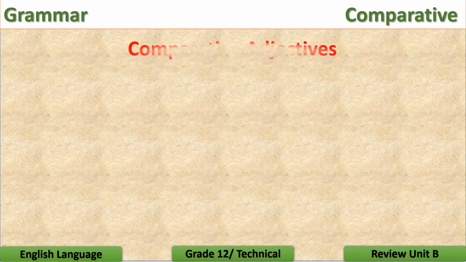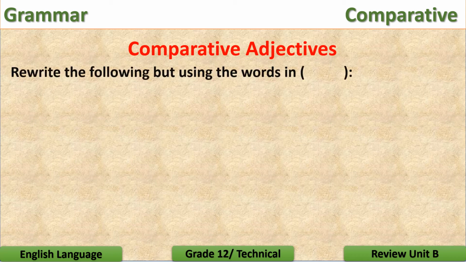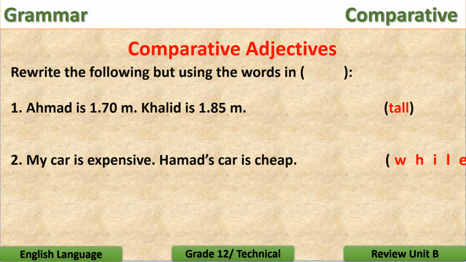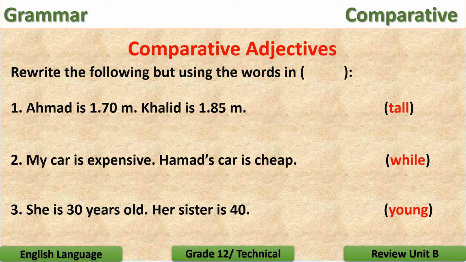Dear students, to check your understanding of this part of the lesson, please read the following sentences and rewrite them by using the words in brackets. In the first sentence, we have to use the word tall. In the second sentence, you have to use the word while. And in the third sentence, you have to use the word young. Pause the video and come back to check your answers.